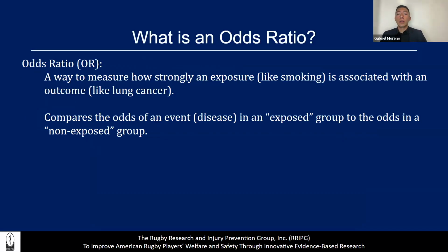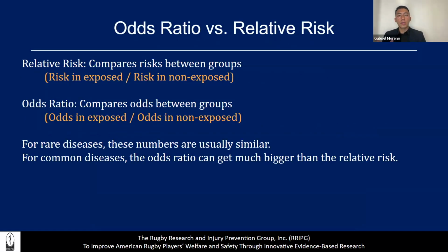An odds ratio is a way to measure how strongly an exposure is associated with an outcome. So how strongly is smoking associated with lung cancer? This compares the odds of an event in an exposed group to the odds in a non-exposed group. So how likely is this exposed group to get the disease compared to the odds of the non-exposed group getting the disease? And we can also compare the odds ratio with the relative risk.